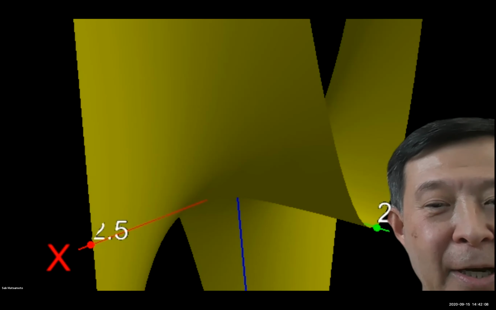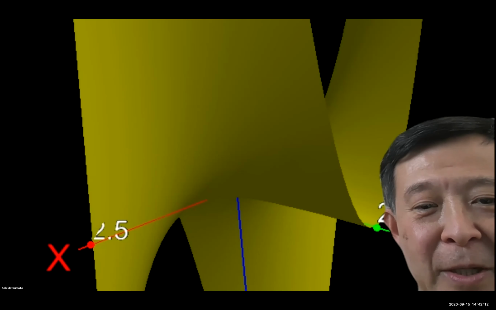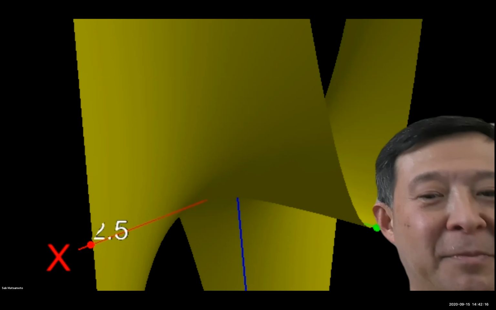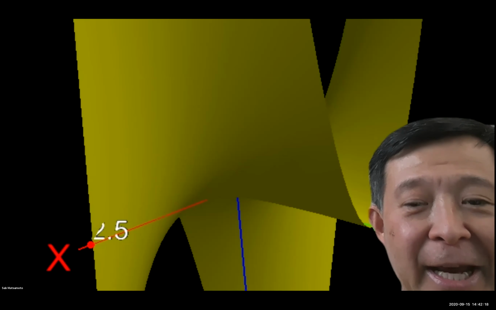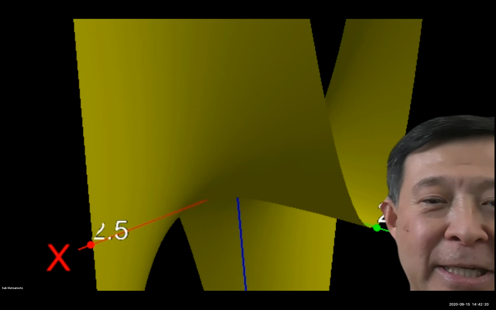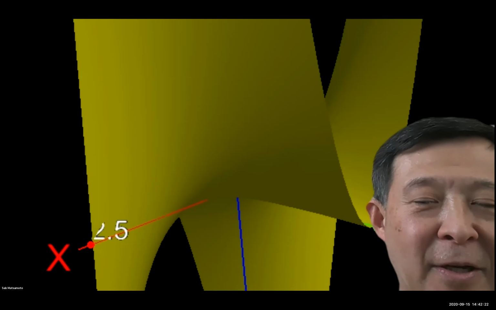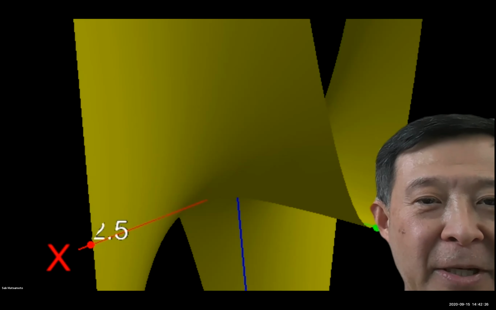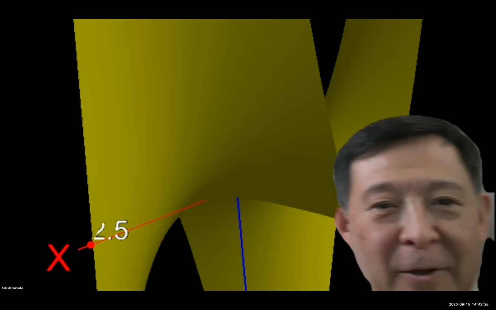Hello, so this is a continuous function. What you're seeing is a function that seems to be continuous everywhere. There is no hole or asymptotes or any kind of gap or anything. And so what you're seeing is a continuous surface, which is a function f of x, y, where the limit is always equal to the value of the function.